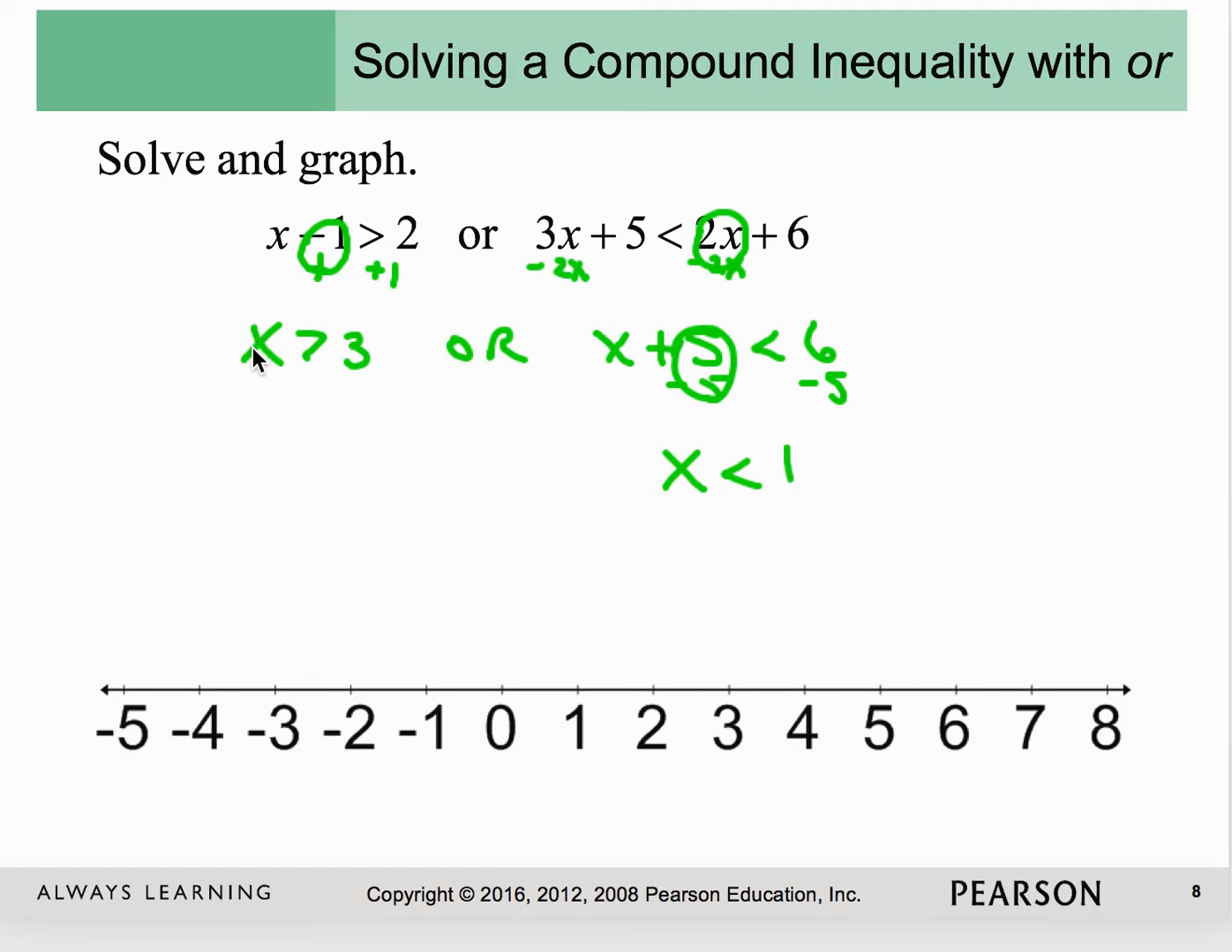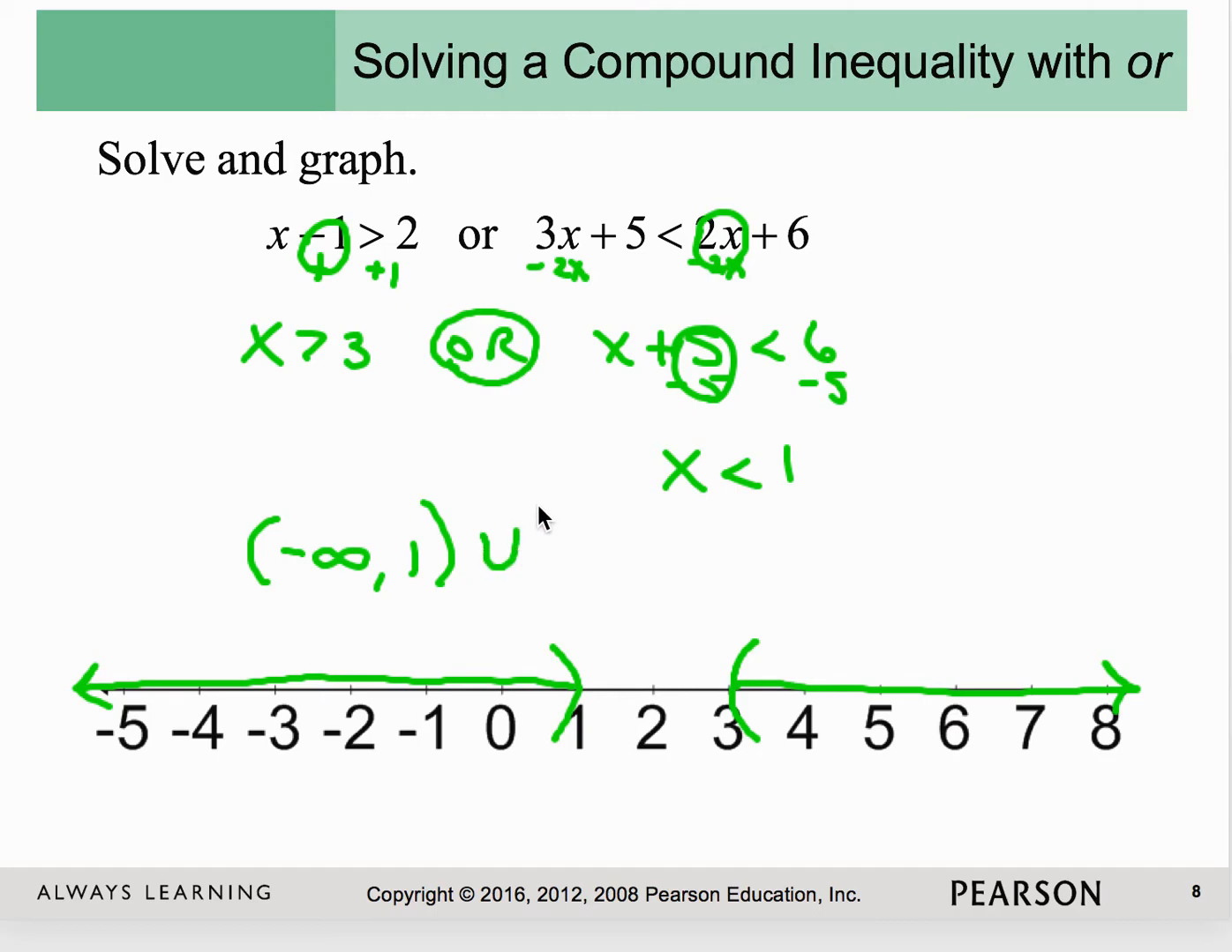All right, so now let's graph this. Greater than 3, here's 3, greater than, parenthesis, because it doesn't have the equal. Okay, and less than 1, but the arrow's pointing this way this time. Okay, but because it's an or, it means, hey, it can be this stuff or that stuff. Either one, this or that. So my interval notation would look like -infinity to 1 with a parenthesis or 3 to infinity.